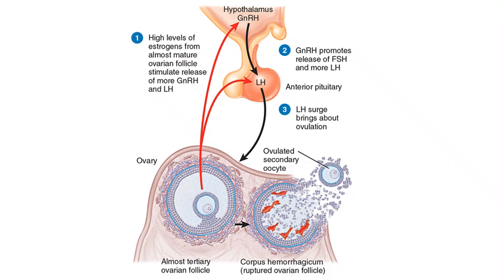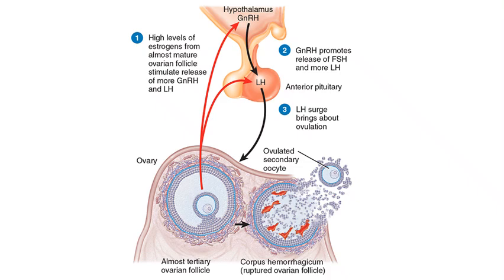How it does this is that a high concentration of estrogens stimulates the release of GnRH from the hypothalamus, and it also directly stimulates gonadotrophs in the anterior pituitary to secrete LH. So GnRH promotes the release of FSH and additional LH by the anterior pituitary. Now, LH causes rupture of the tertiary ovarian follicle and expulsion of the secondary oocyte. This happens at the peak of the LH surge.